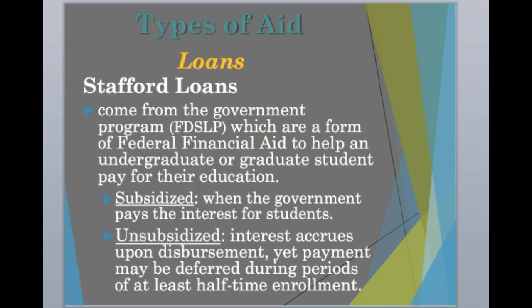Other loans, we have the Stafford Loans. These come from the government, and are a form of the federal financial aid program and help undergraduate and graduate students pay for their education. There are two types of Stafford loans. You have the subsidized loan. This is when the government pays the interest for the student while they're enrolled in college or university. The unsubsidized loans are where interest accrues upon disbursement, yet payment may be deferred during periods of at least half-time enrollment, meaning they do accrue interest during the time that they're in college, but they do not have to make any loan payments until after they graduate or after their enrollment in college drops below half-time.